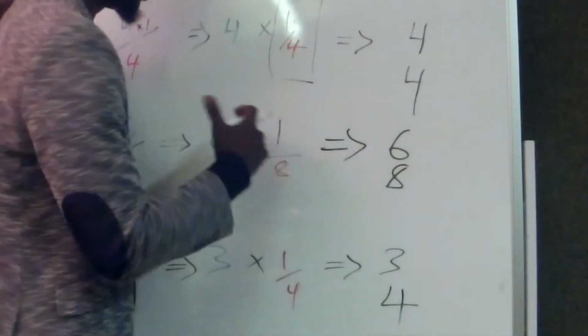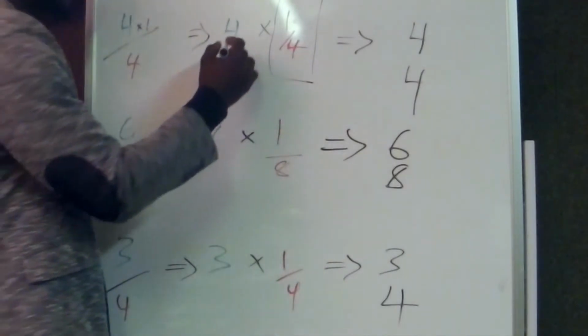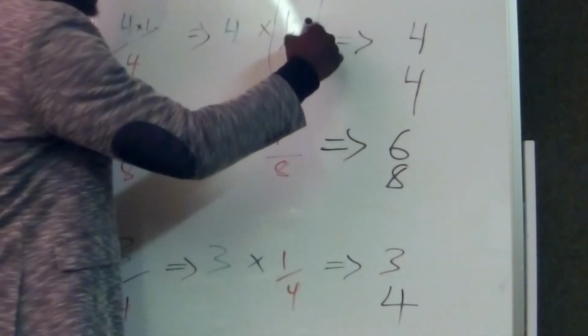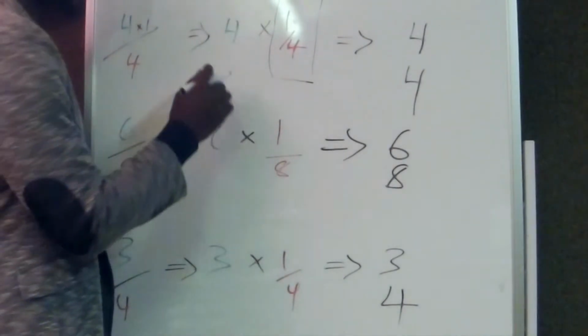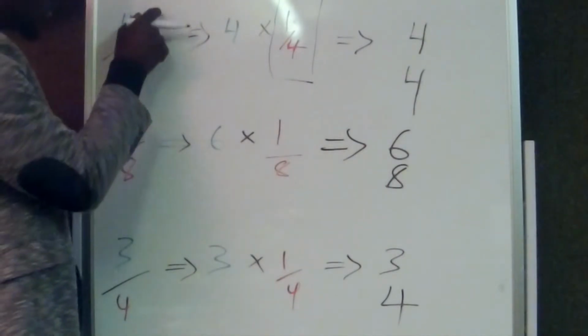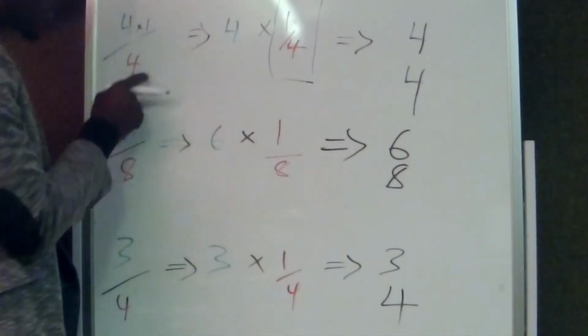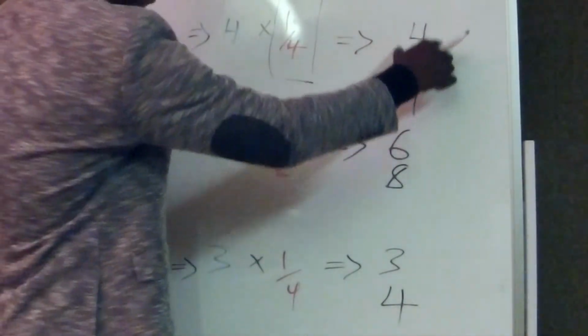So in the 4/4 time signature, you have 4 quarter notes in each bar. Let me repeat. 4/4 time signature means you have 4 quarter notes, 1/4. 4 quarter notes in every bar. So you have 4/4.